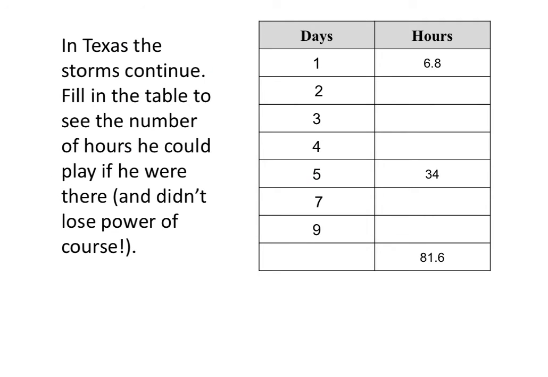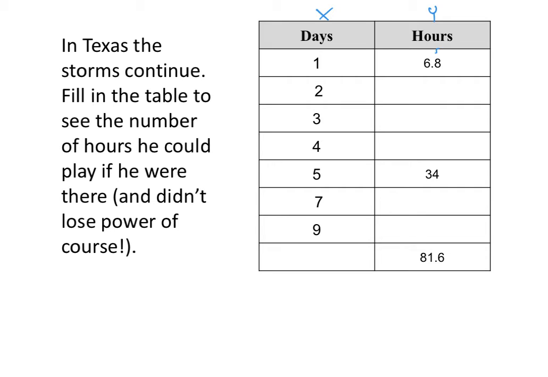And then we're going to see this table here. This table says, in Texas, the storms continue. In the table, fill in the table to see the number of hours he could play if he were there and didn't lose power, of course. So here we are in Texas. We have our X values for our days and our Y values for our hours. Some of this is already filled in. We see that in 1 day, he played 6.8 hours. We see that in 5 days, he played 34 hours.